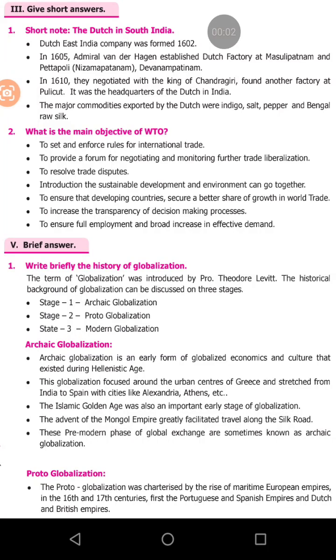3. Give short answers. 1. Short note. The Dutch in South India. Dutch East India Company was formed in 1602.